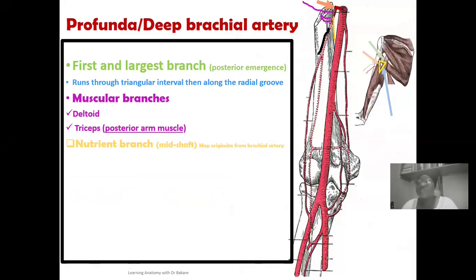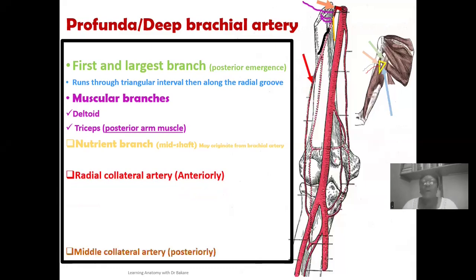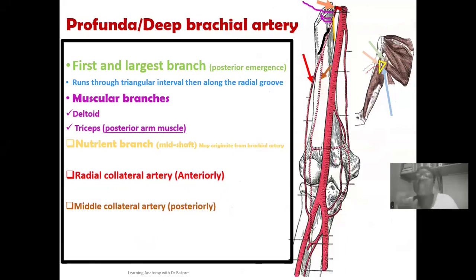This radial groove, we already said that it is a spiral groove, and within this groove, we also have the radial nerve. So after this point, it is finally seen to terminate into the radial collateral artery that is directed anteriorly, and also the middle collateral artery that is seen to remain in the posterior region. So these are the two terminal branches that it would give. These two terminal branches are referred to as collateral arteries.